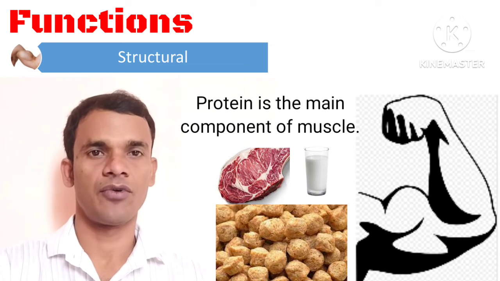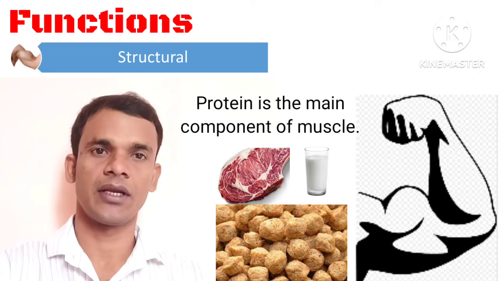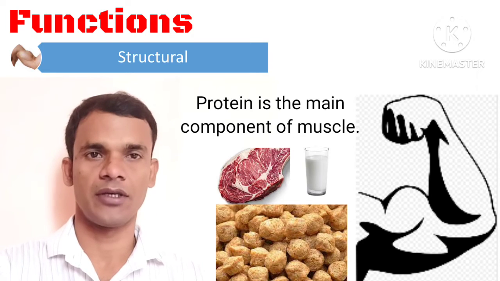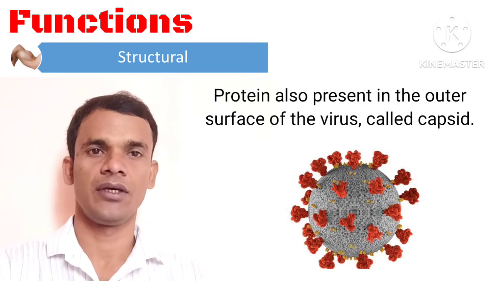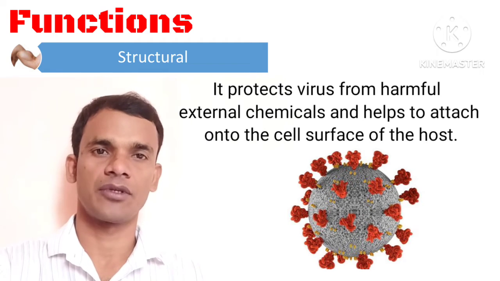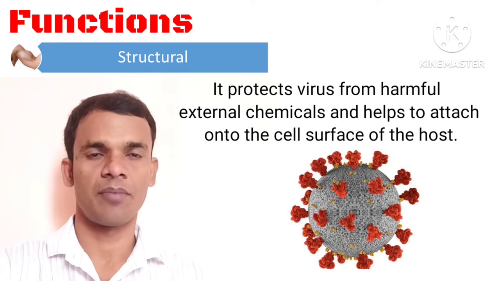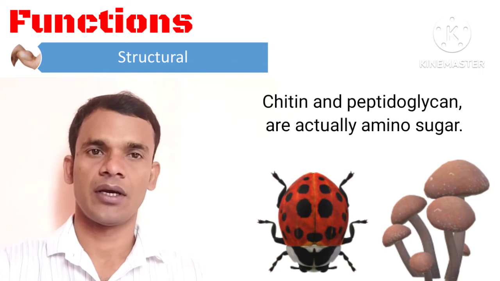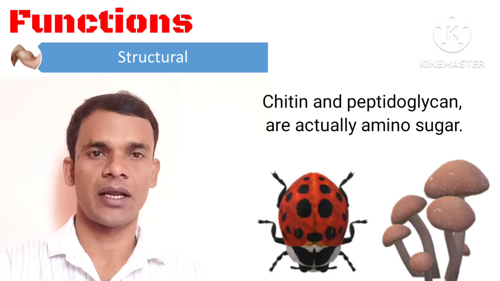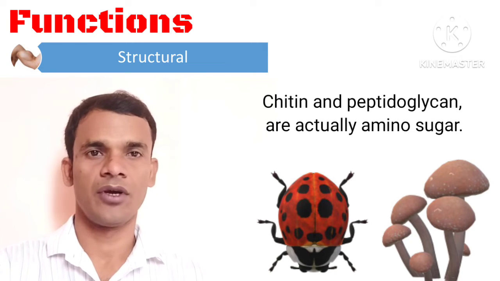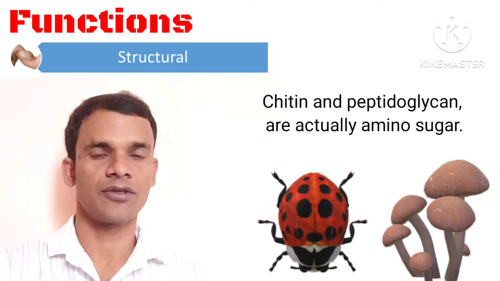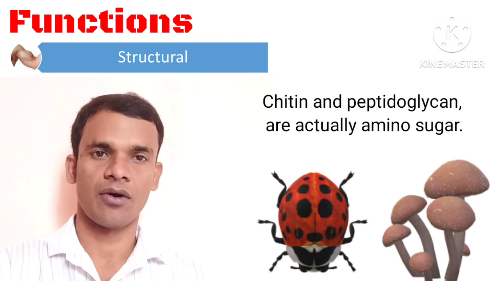If you want to build a muscular body like this, then your dietitian definitely advised you to take proteins regularly. Not only in muscle, it is also present on the outer surface of the virus called capsid. It protects the virus from harmful external chemicals. Chitin and peptidoglycan that I have already discussed are actually mixed compounds of both amino acids and sugar. That's why they are called amino sugar.